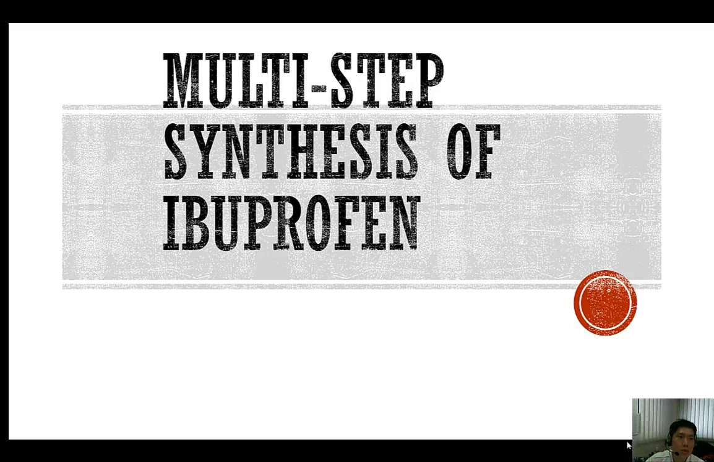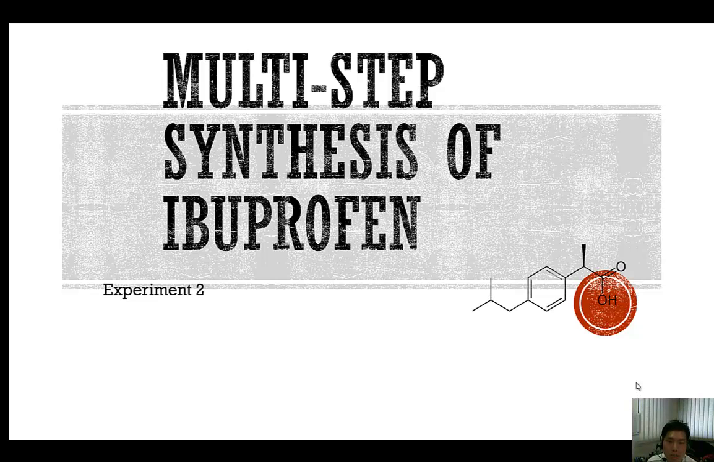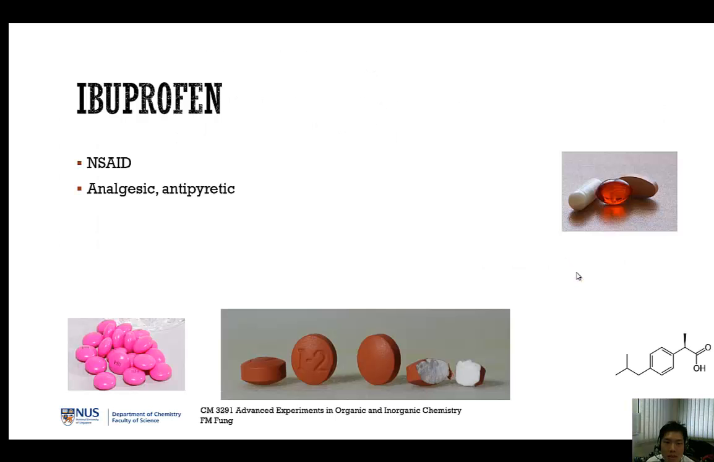Hi students, welcome to Experiment 2, multi-step synthesis of ibuprofen, the second experiment in CM3291. You are supposed to make this molecule as shown, with one chiral center and a carboxylic acid, from a multi-step synthesis. Hopefully you follow through these lectures and are very sure what to do before you embark into the lab.